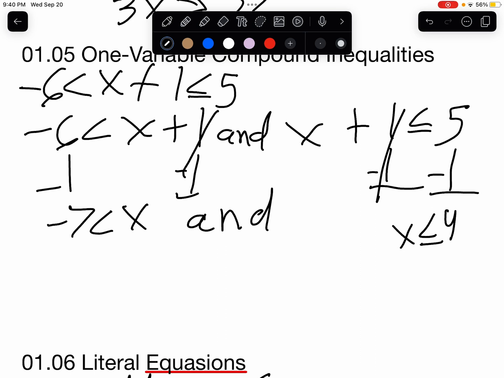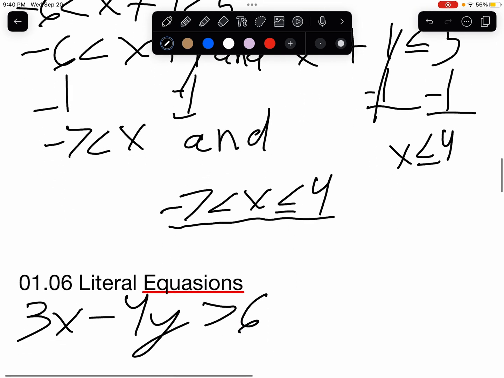And then on the other side of the inequality, you subtract 1 by both sides of the inequality. Then you bring both sides back together, which brings, as a conclusion, which means your answer is -7 is greater than x, and x is less than or equal to 4.